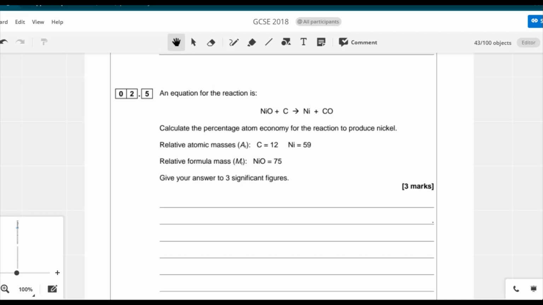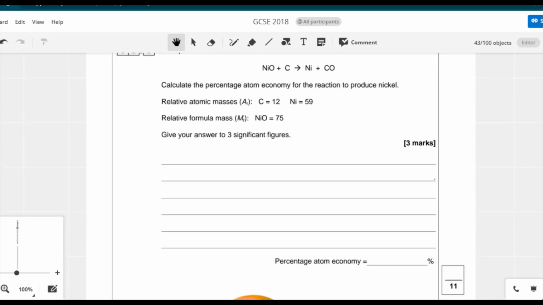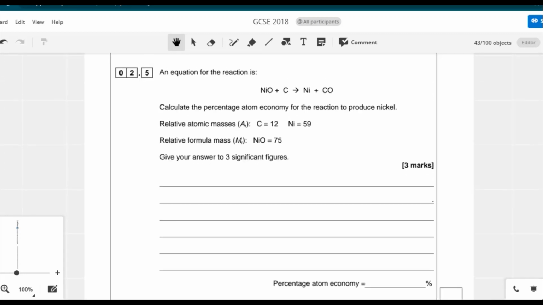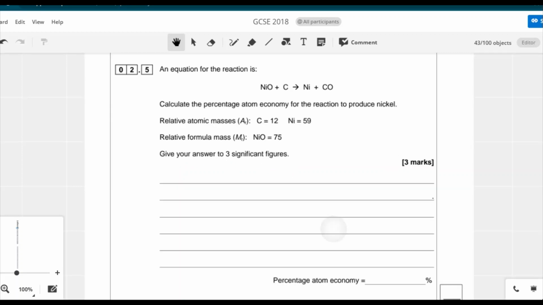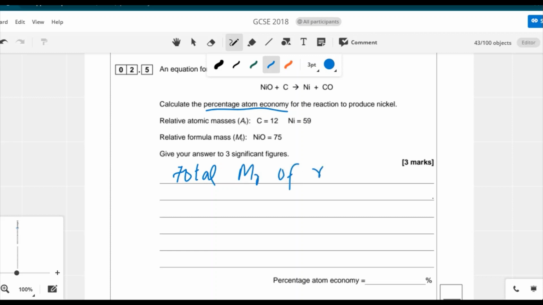Now question number 2.5. It is about calculating the percentage atom economy for the reaction to produce nickel. The relative masses are given. Give your answers to 3 significant figures. So first of all, we need to find the percentage of atom economy. For the percentage atom economy, we need to find the total mass of reactants.